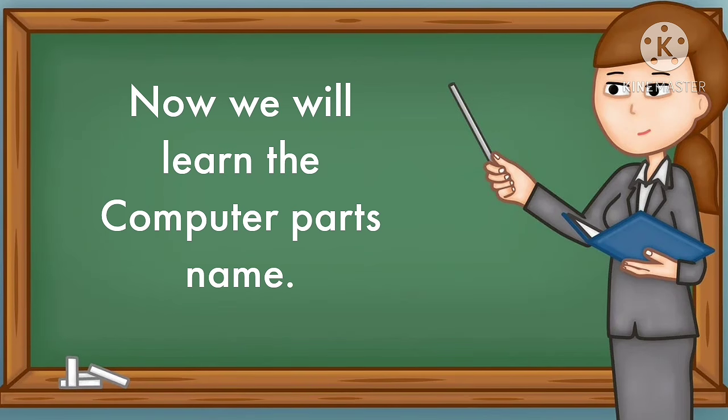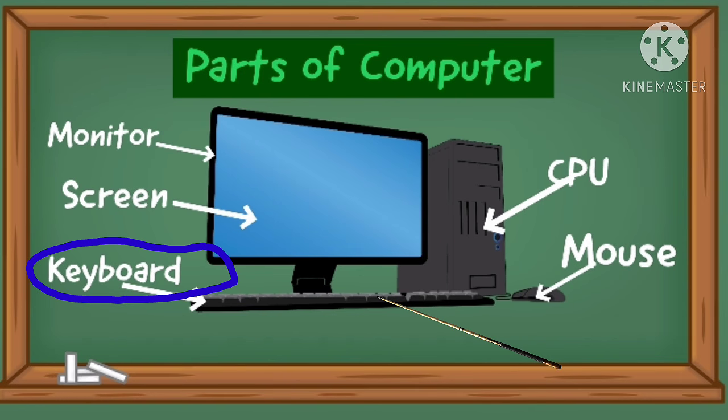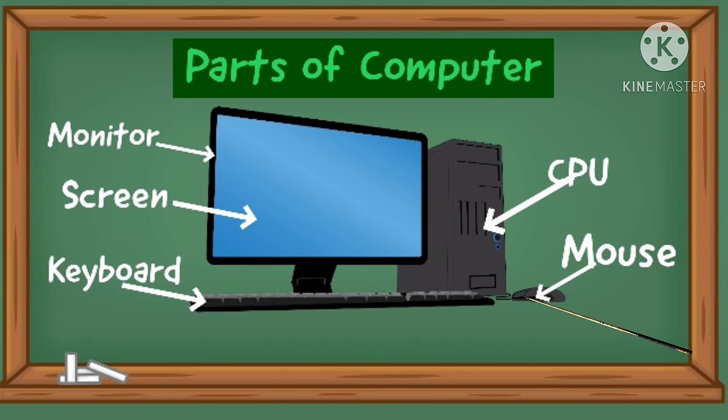Now we will learn the computer parts name. What is this? Monitor. What is this? Screen. What is this? CPU. What is this? Keyboard. And what is this? Mouse.